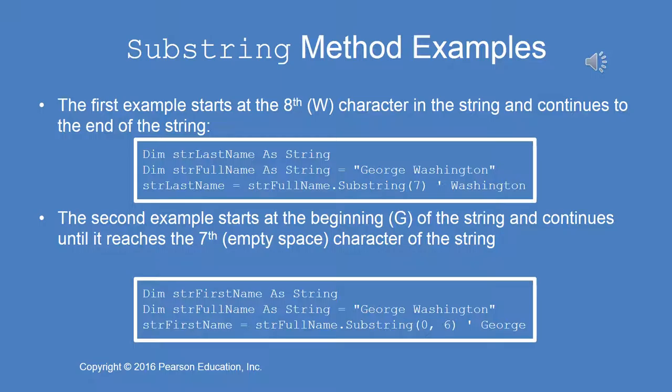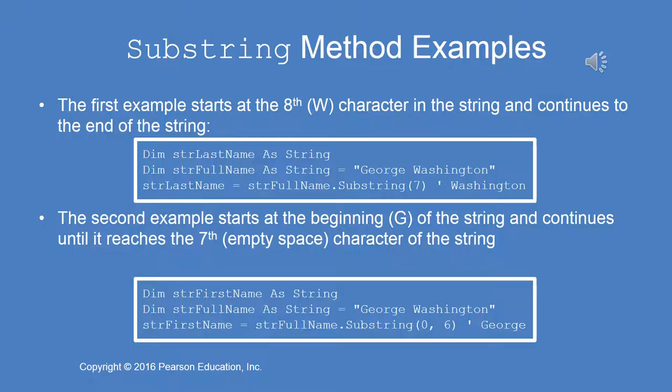Here are some coded examples of the Substring method. The first example starts at the eighth character, which happens to be a W in the string, and continues to the end of the string. Now remember, the eighth character is designated by the number seven because zero is the first character. I know that's a little confusing. So in this first example, we're declaring a string variable called last name, and we're also declaring a string variable called full name, and we're initializing it with the string George Washington, capital G, capital W, with a space in between the two words.